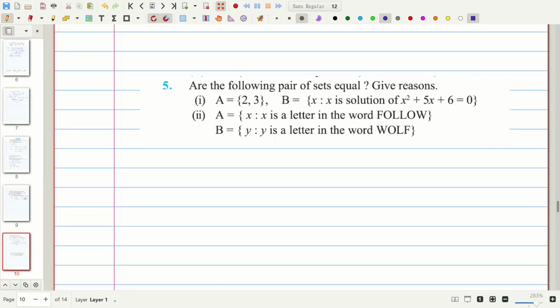Go to the next problem. Which of the following pairs of sets are equal? Give the reasons. The first: set A contains 2, 3, and B is the set of x where x is a solution of x square minus 5x plus 6 equals 0. If we solve this equation, what values of x do we get? Multiplying, 3 twos are 6 and 3 plus 2 is 5, so x is equal to 2, 3. Therefore A is equal to B.